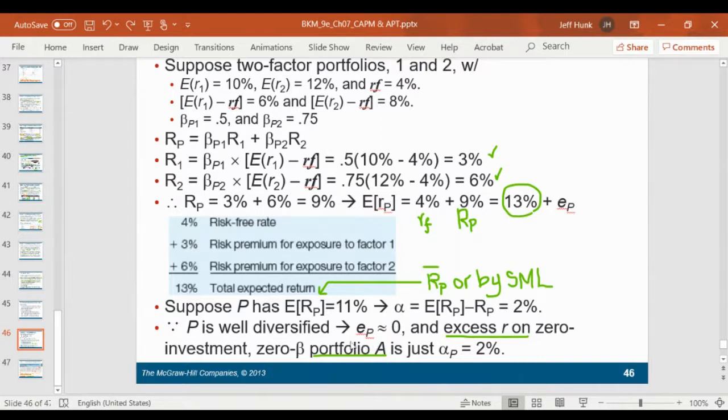If the portfolio is well diversified, we know the expected error terms will be zero. There's a name for that, white noise, right?